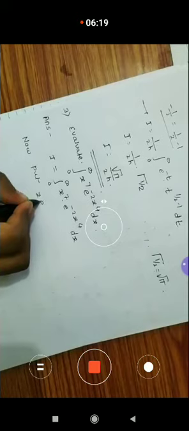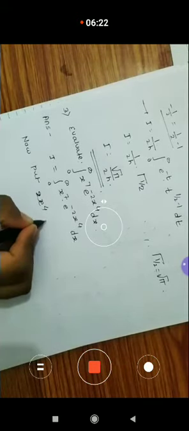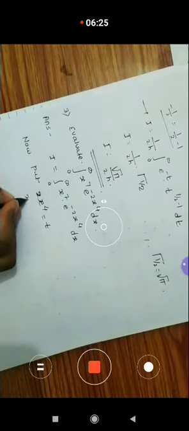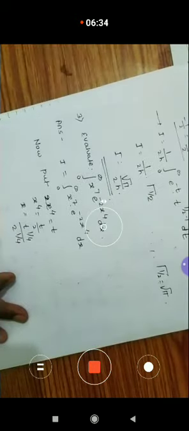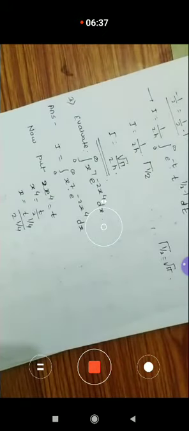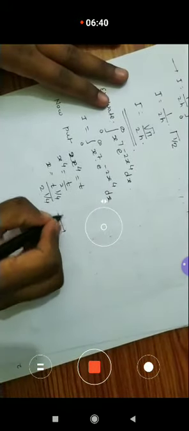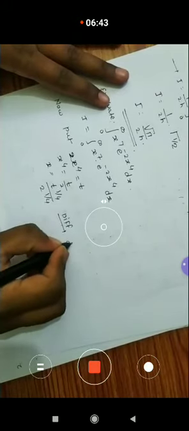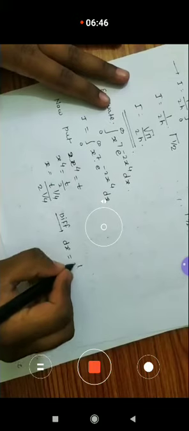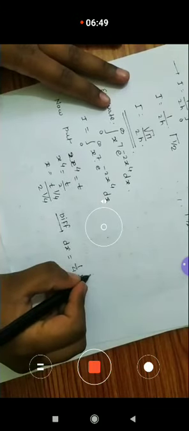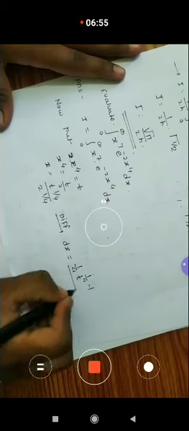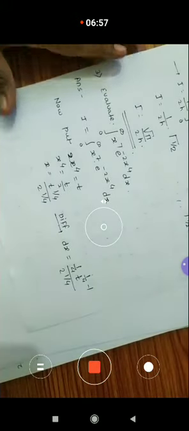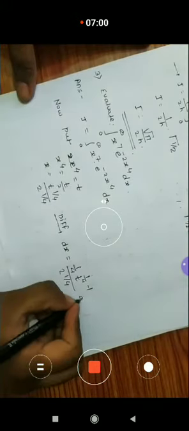Now I put 2 into x to the power 4 equal to t. From here, x will become t raised to 1/4 by 2 raised to 1/4, right? Now we differentiate this term. So dx becomes what? After differentiating, dx equals 1/4 t to the power 1/4 minus 1 upon 2 raised to 1/4, which is constant, into dt.